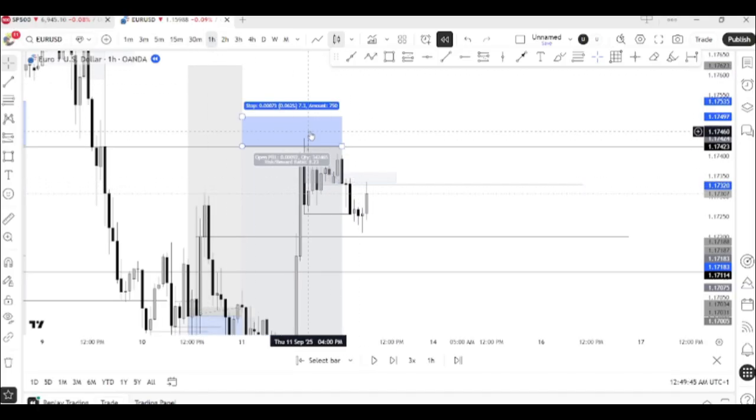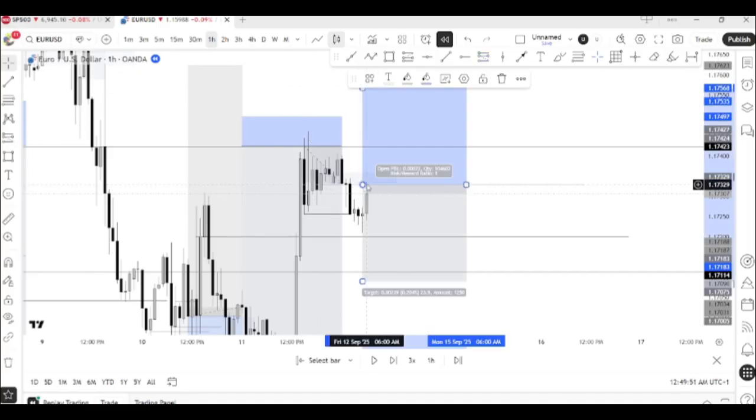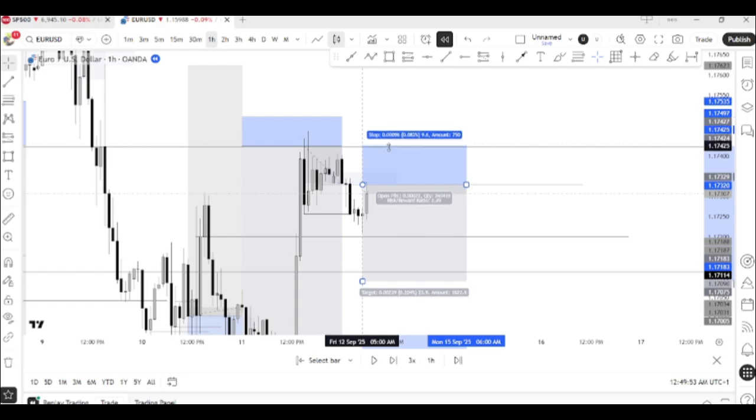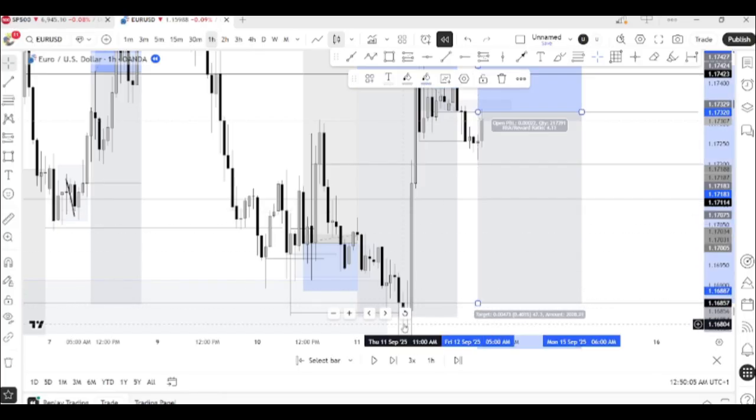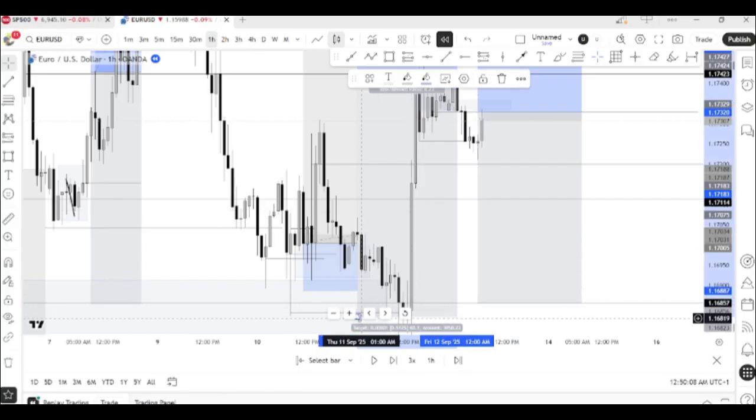Now, mind you, on Thursday we took a sell also, so this sell from Friday is going to be a re-entry. My stop loss will be here. Yeah, 11 pips. It's fine. And my target will be where? I think this place is cool for target.